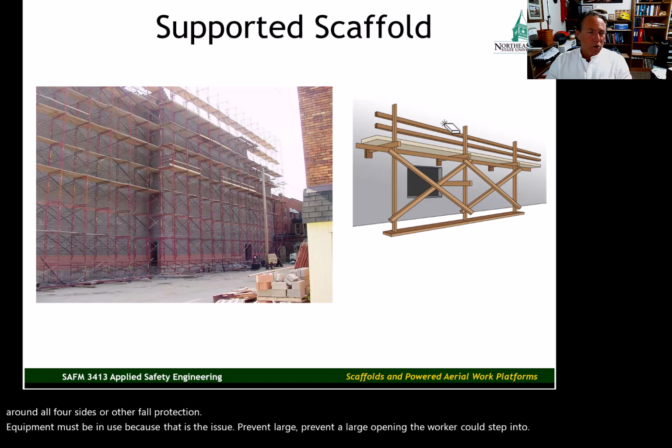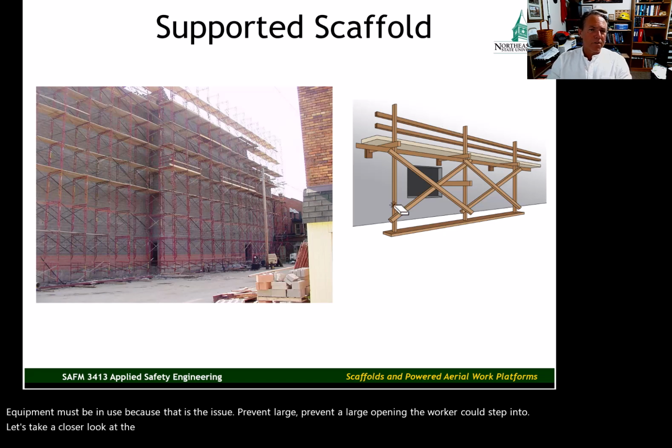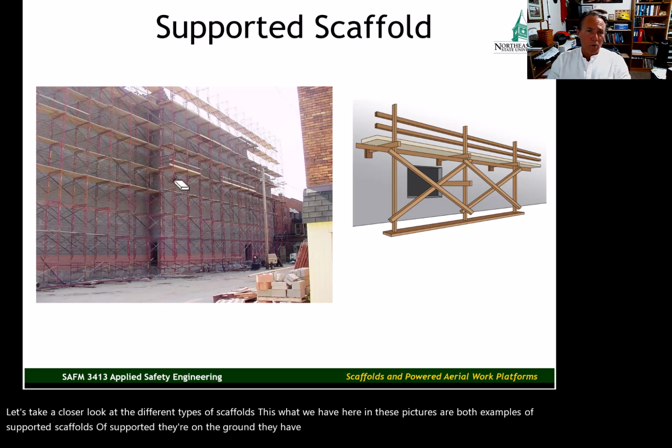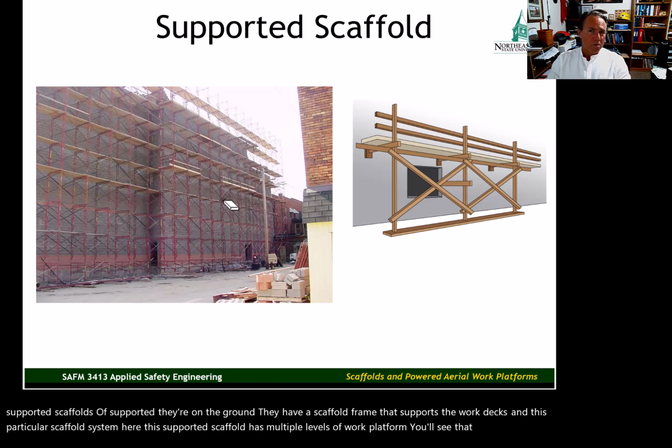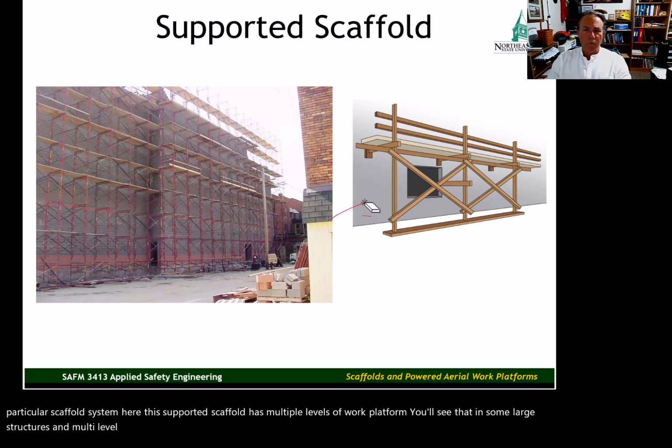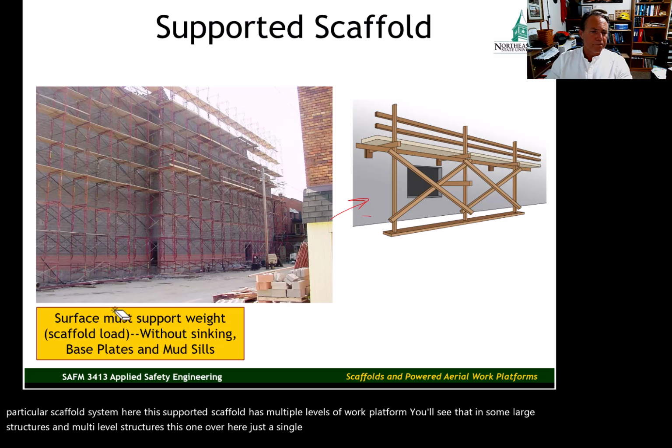Let's take a closer look at the different types of scaffolds. What we have here in these pictures are both examples of supported scaffolds. Supported, they're on the ground. They have a scaffold frame that supports the work decks. And this particular scaffold system here, this supported scaffold, has multiple levels of work platform. You'll see that in some large structures, some multi-level structures. This one over here, just a single level of work platform.